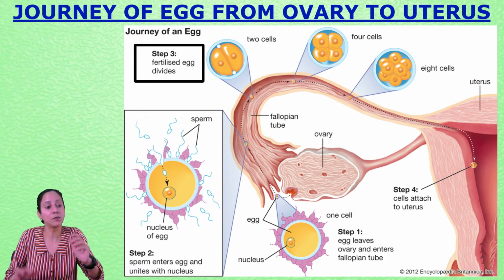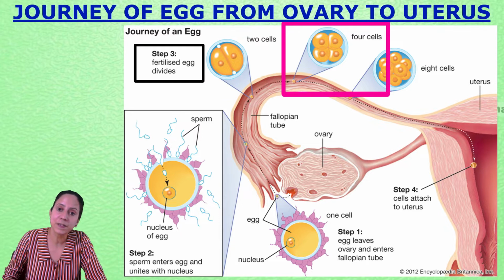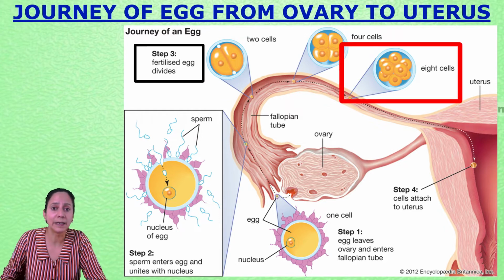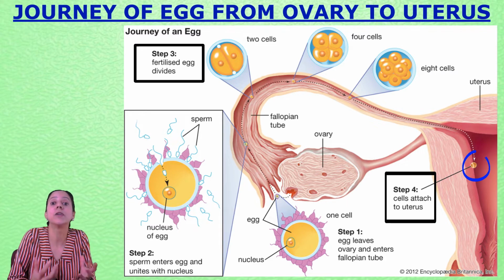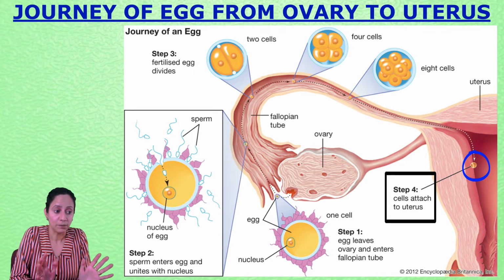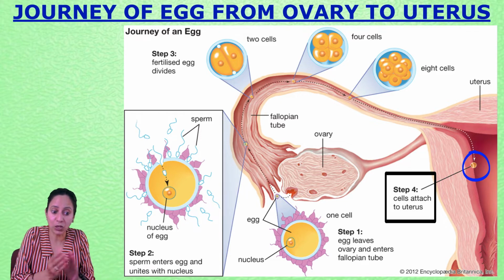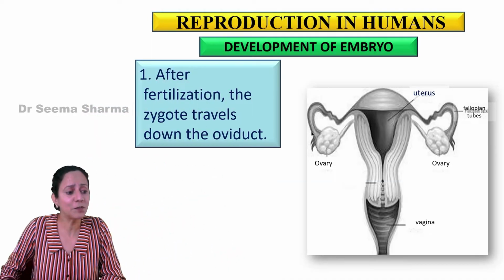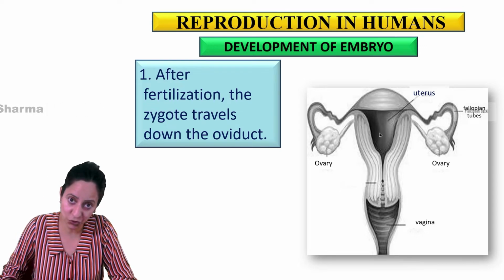In step 3, the fertilized egg starts division and now it is two-celled. Likewise, it will go for repeated division and finally in step 4, it is getting attached to the inner wall of the uterus. So that is what you have to retain in your mind when we are discussing this movement of the fertilized egg or zygote from the fallopian tube to the uterus. Now let's understand the same thing with the help of simple pictures, that after fertilization the zygote travels down the oviduct coming towards the uterus.